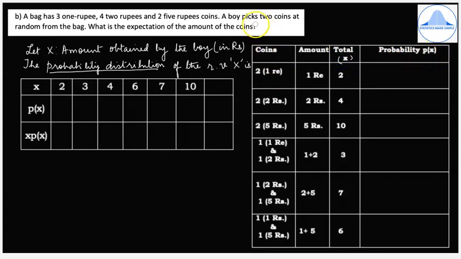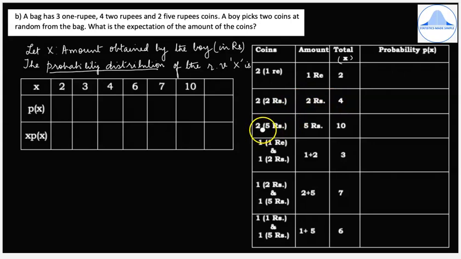Now because the boy is picking two coins, he can pick two 1 rupee coins. So the amount will be 2 into 1 is equal to 2. Or the boy can pick two 2 rupee coins. So it will be 2 into 2 is 4. Or the boy can pick two 5 rupee coins.